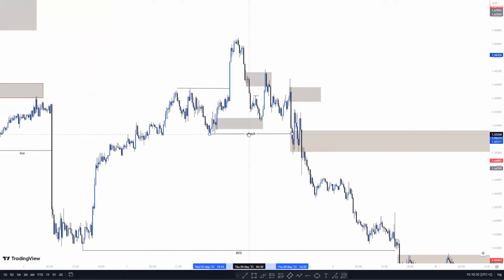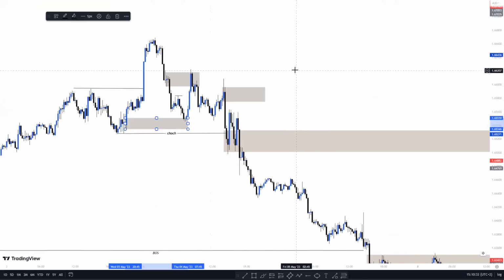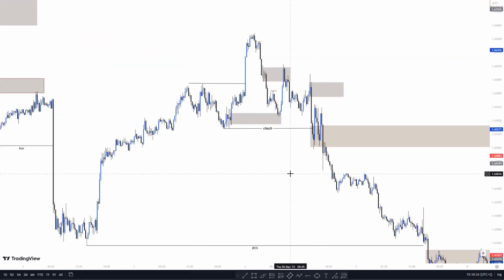Now we're here. This is a flip already. So the entry, it was definitely going to be this here. These are my type of entries on a flip.